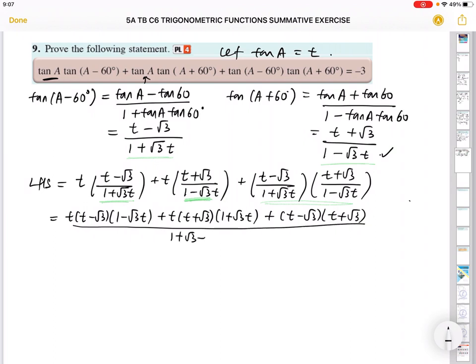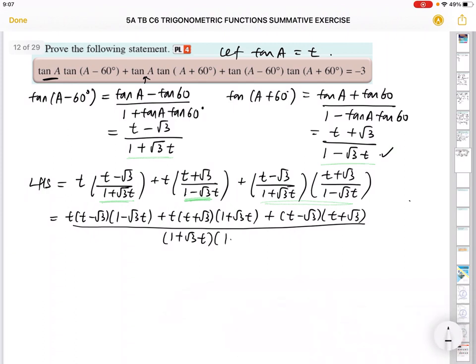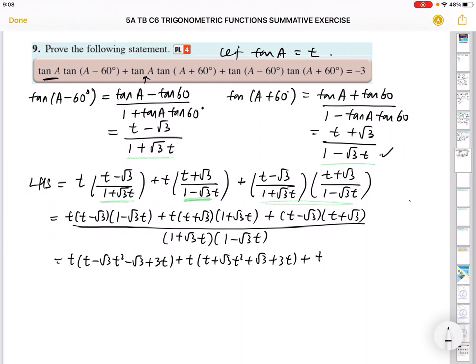Okay, let's expand the first one. Okay, this expansion is very long. T minus root 3 T square minus root 3 plus root 3 times root 3 is 3T. Second one is T plus root 3 T square plus root 3 plus 3T. The last one is easy. This is a minus b, a plus b. When you expand, it is a square minus b square. So it's just 3. My denominator also I can expand: 1 minus 3T square.